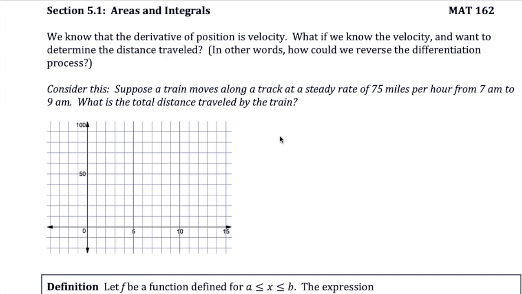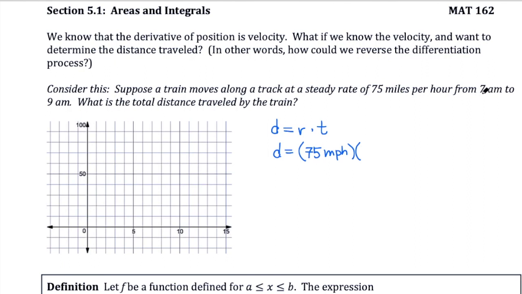This is a basic concept that you already understand. Consider this. Suppose a train moves along a track at a steady rate of 75 miles per hour from 7 a.m. to 9 a.m. What's the total distance traveled by the train? You're familiar with the idea that distance is a rate times a time. So if I want to know the distance that my train traveled, I can take the rate of speed, which is the 75 miles per hour, times the time that I was traveling.